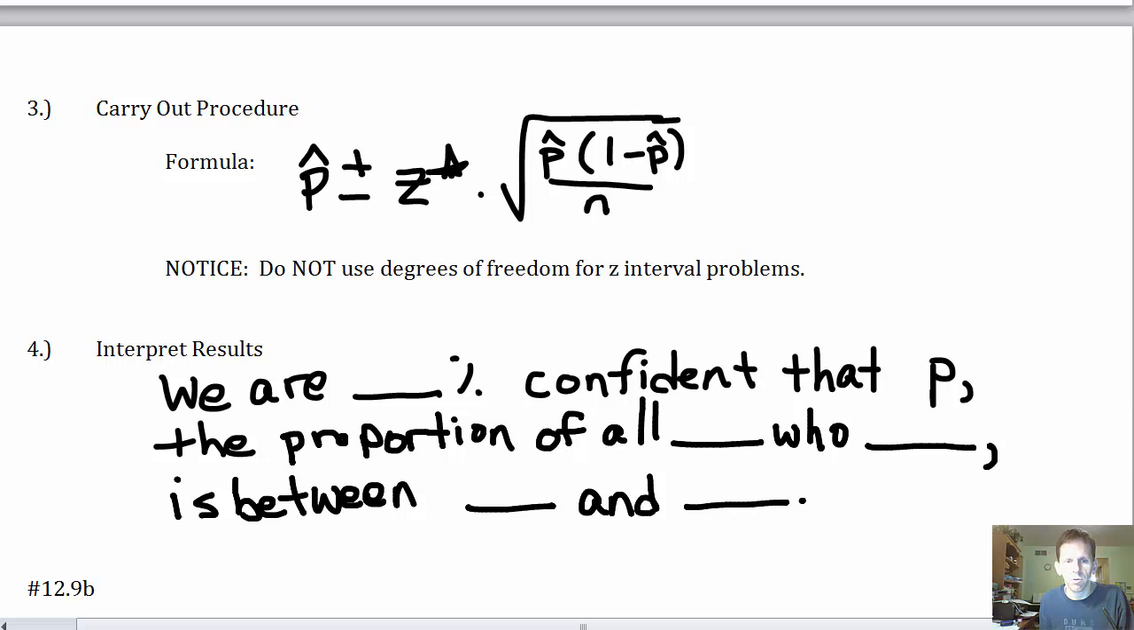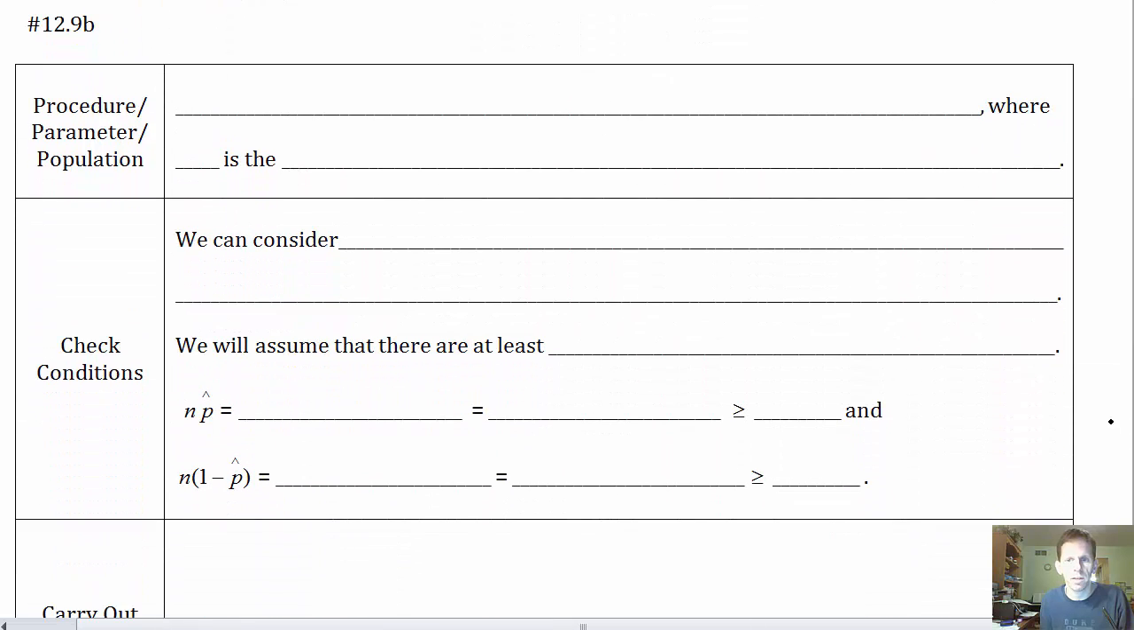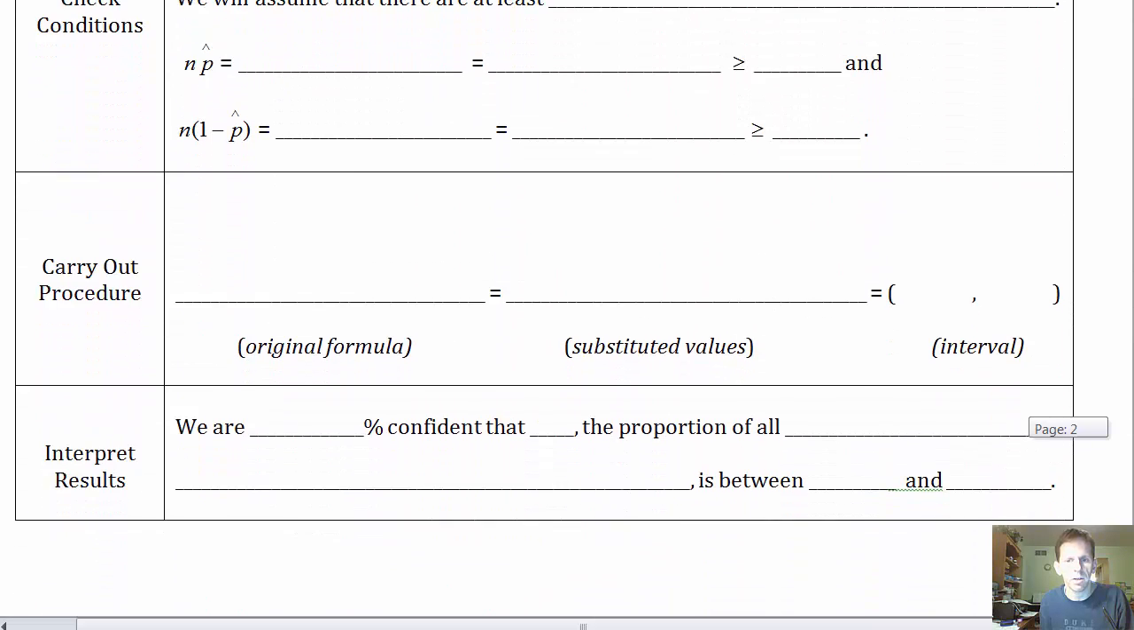I'd like you to go try problem 12.9b. You'll find this in your textbook. It's one of your homework problems for tonight. When you're done, check your answer with the substitute teacher. They will have the answers to this problem, and if this problem is looking good, then you can move on to your homework for tonight. Best of luck.